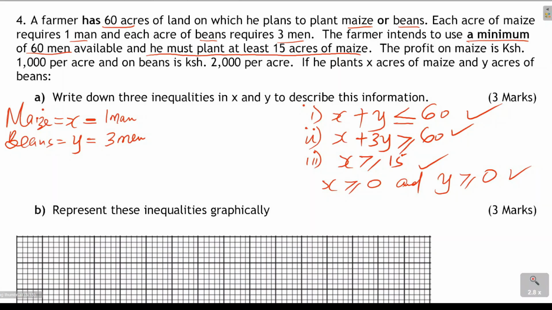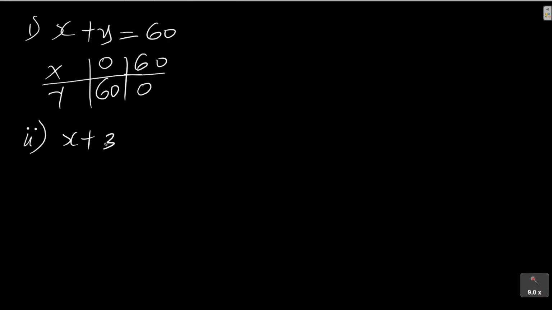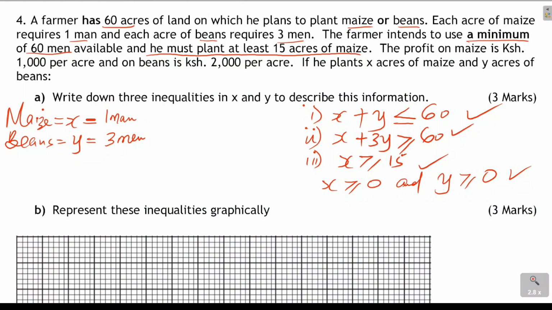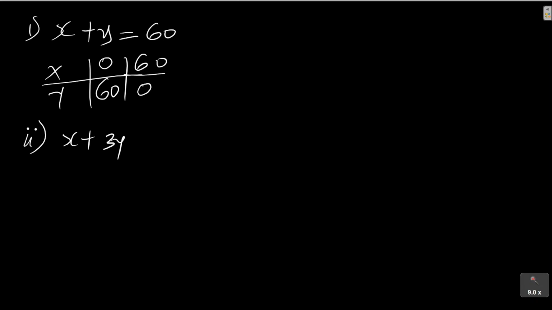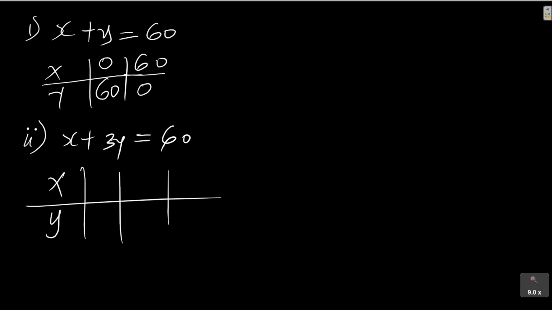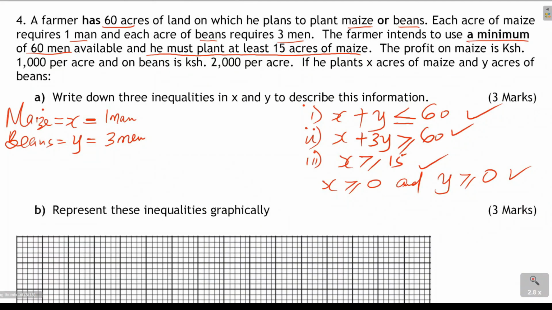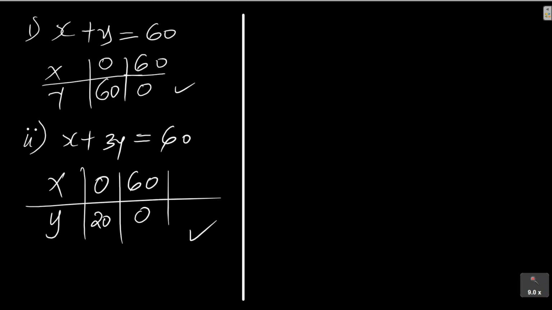Then for the second one, x plus 3y, the line you're going to draw there is equal to 60. So again, we should have at least 2 points to do that. So again, when x is 0, y will be 20. Then when y is 0, x will be 60. So that one is okay. And then we have the other one, x is greater than or equal to 15. So the line that you're going to draw there is x is equal to 15.